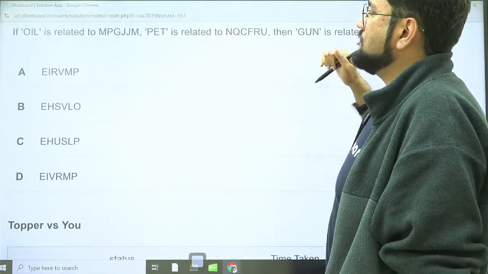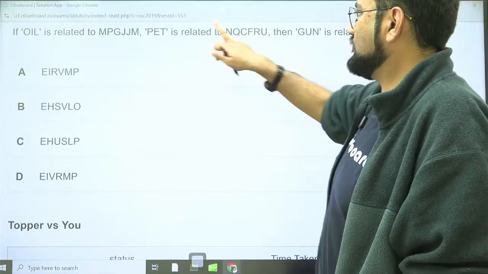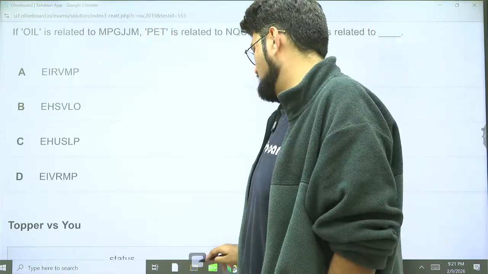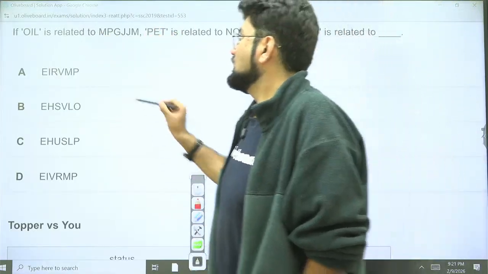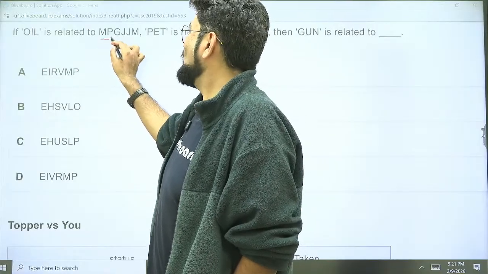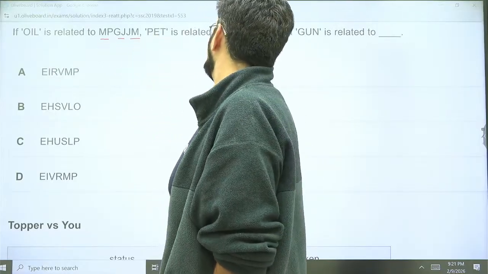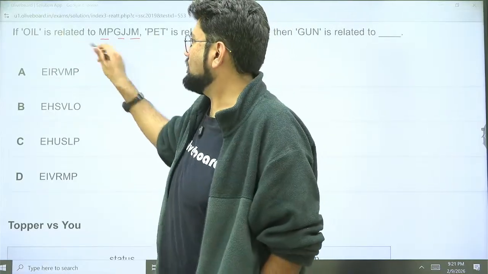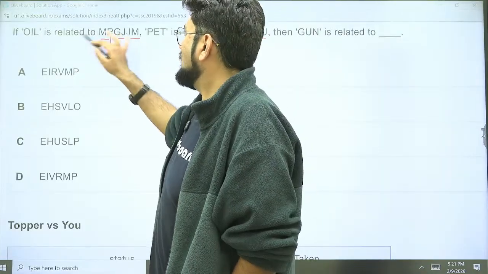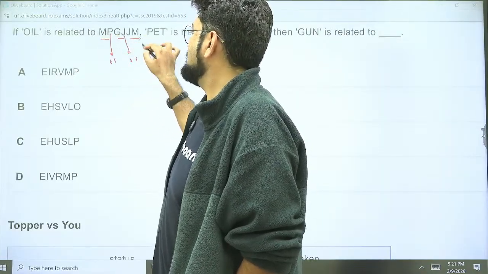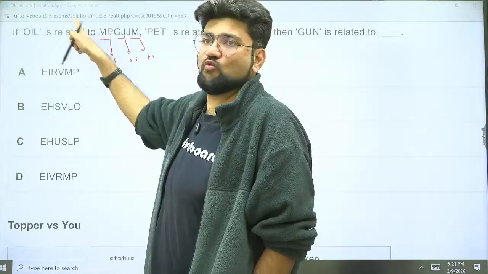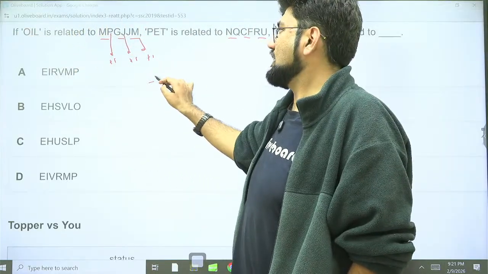OIL is related to MP, GJ, JM; PET is related to C. So if you can see, 6 letters here, 3 letters there. So each letter is being coded by 2 letters. So if OIL is coded like this, PET is coded similarly. Just observe what is happening. O plus 1 is P, I plus 1 is J, and L plus 1 is M. What is this? This is minus 2. 15 minus 2 is 13. So what is happening? Minus 2, plus 1.